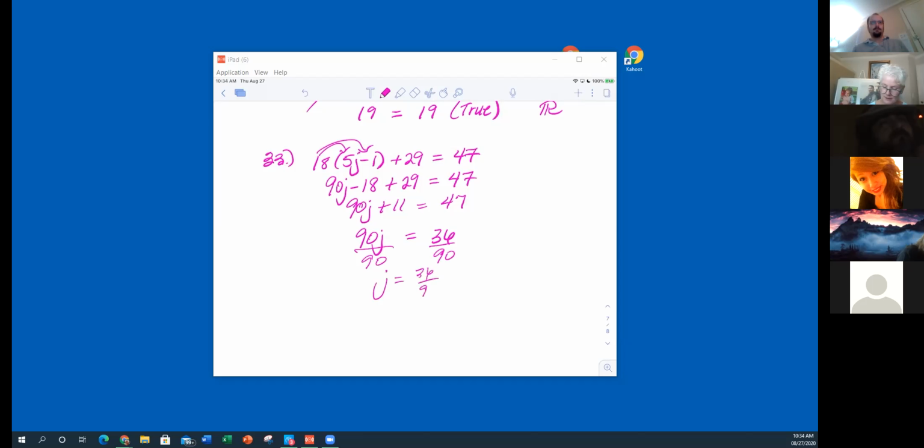36 over 90, which reduces to what? Like 12 over 30, I think would be one. So 12 over 30, and that'll even reduce further, right? Yeah. Because 9 goes into, okay, so 4 over 10, I think, would be as far as you could go. 4 over 10. 2 over 5, right? Yep, 2 over 5. Yeah, there you go. Yeah, just keep going until it's totally reduced, and that's a fine answer.